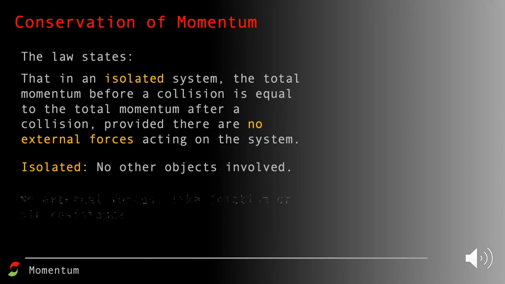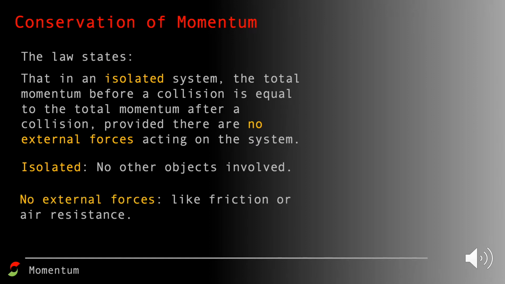The next thing to look at is external forces. By external forces, we mean we're going to ignore friction and air resistance. That means that we just keep this very, very straightforward. So as long as we keep it straightforward with the number of objects that are involved, and we also ignore friction and air resistance, this law is always true.